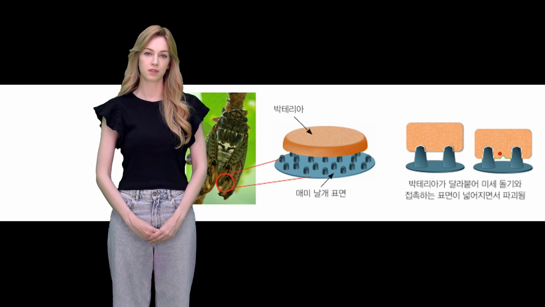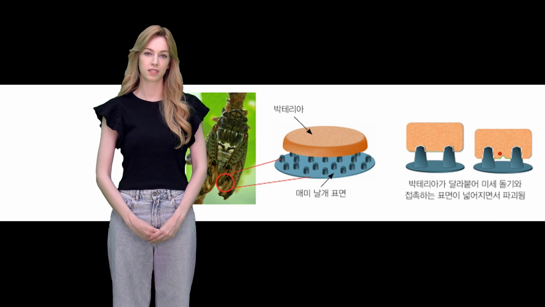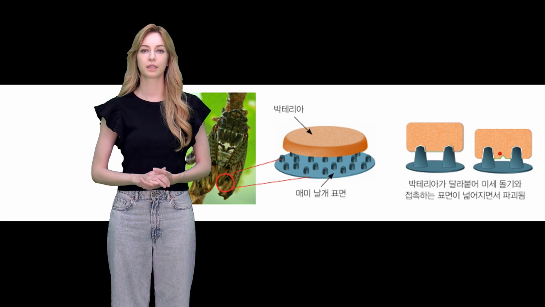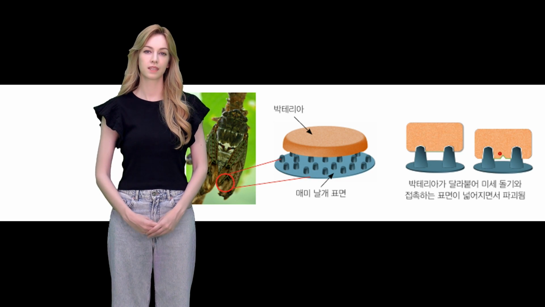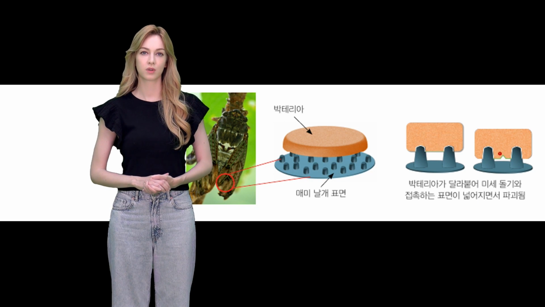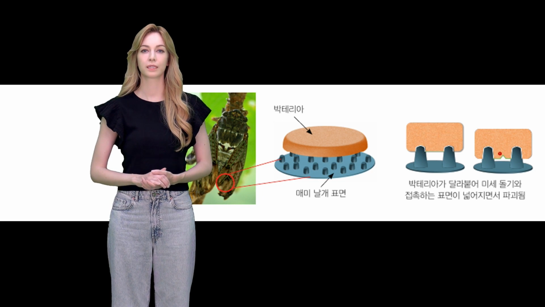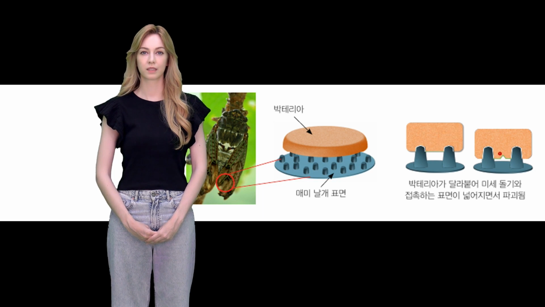Similarly, the wings of some cicada species have sharp, pointed nanostructures that are believed to pierce and destroy bacterial cells upon contact. Researchers have developed materials inspired by these natural designs. For instance, a material called sharklet mimics the texture of shark skin, and another material with silicon surfaces resembling cicada wings has shown antimicrobial properties.